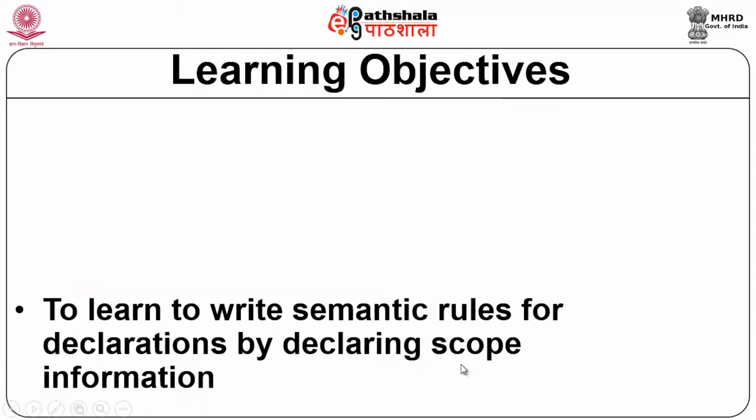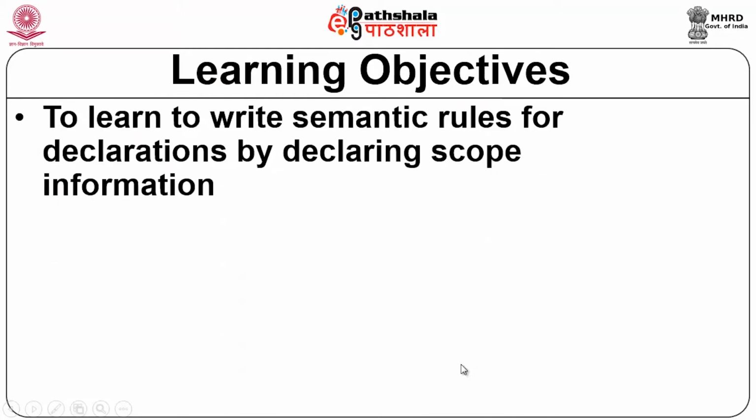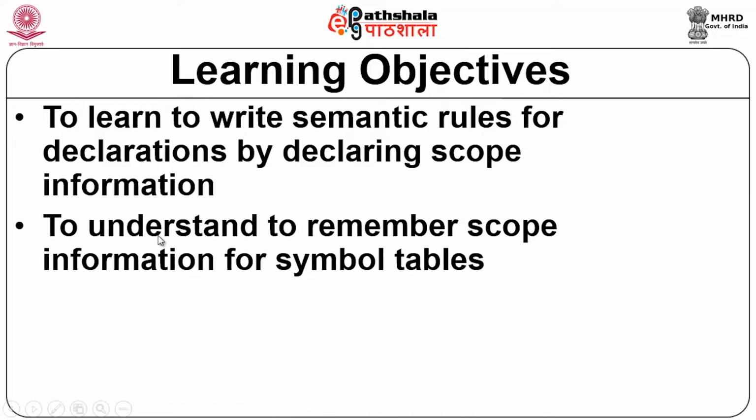So, the objectives of this module are to learn to write semantic rules for declarations by declaring scope information, that is the scope information of variables and the functions associated with the particular variables. We should know which variables can be handled by which function, and that should also be understood. That is the primary objective of this module, and then to understand and remember the scope of the symbol information for symbol tables.